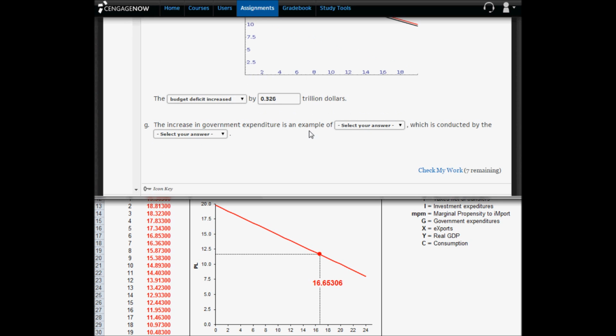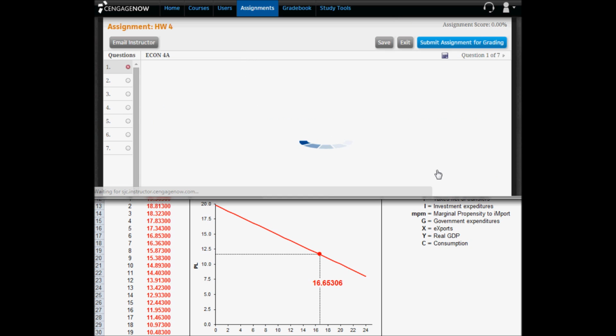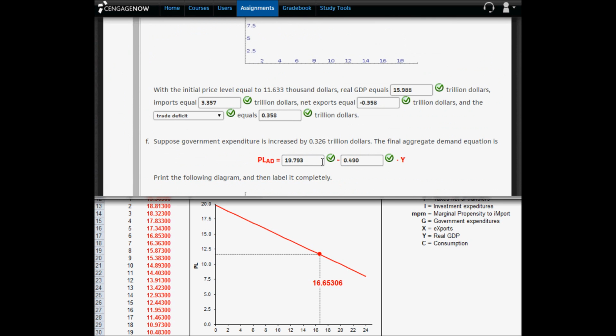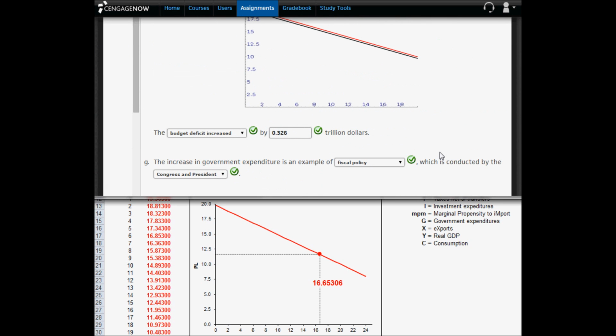The increase in government expenditure is an example of fiscal policy, which is conducted by Congress and the President. Congress enacts the fiscal policy, and the President signs it into law. Now we're going to check my work, and we should get all questions right. And we do.